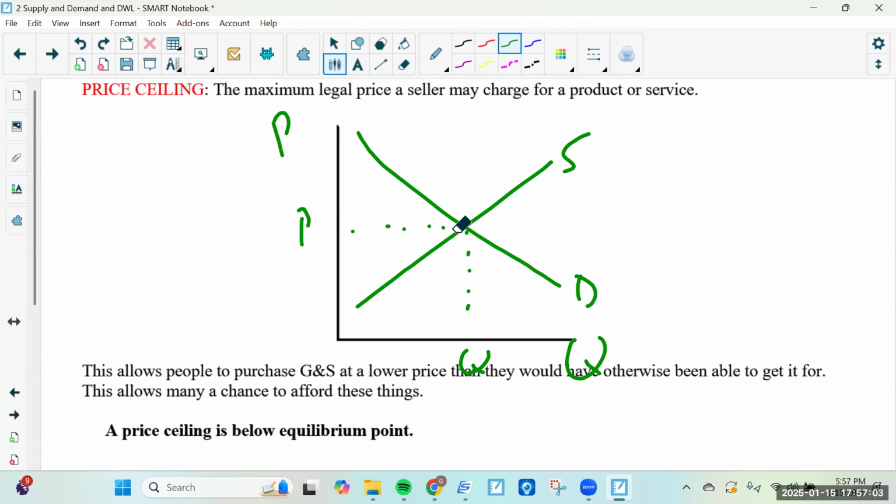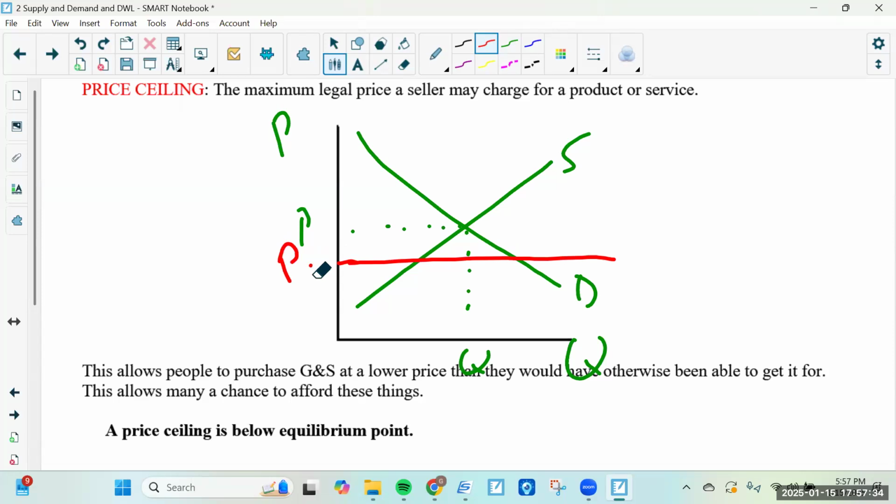Then the government's going to come in and say, wait, no. That price is too high. People can't afford this product. We want this price to be lower, right? So what they do is they put in something called a price ceiling. A price ceiling is a maximum price that the seller can sell for. They're telling the seller, this is the maximum you can sell for. Okay. Ceilings are below equilibrium.